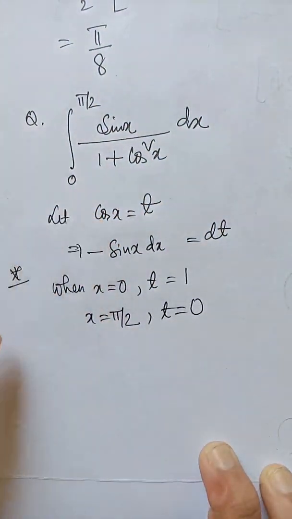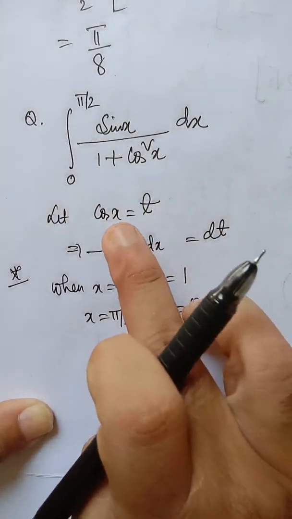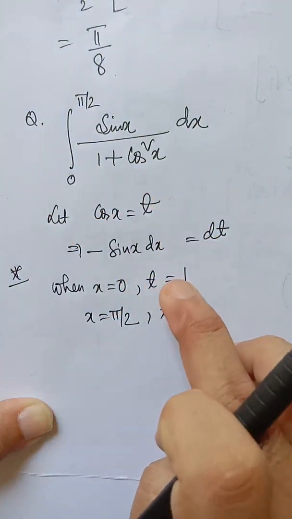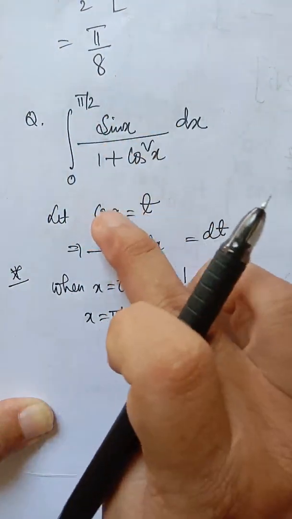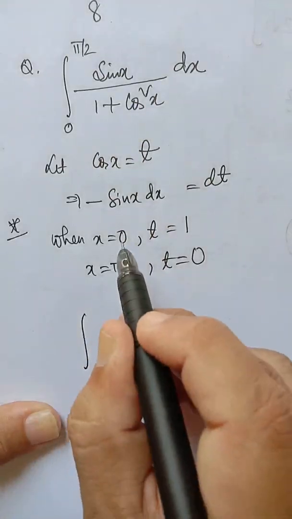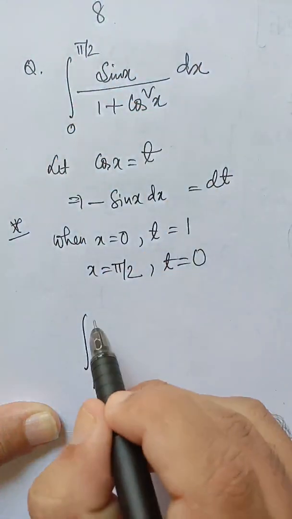We have this relation cos x equal to t. First, when x equal to 0, cos of 0, t equal to 1. When x equal to pi by 2, cos of pi by 2, t equal to 0. Now, when x equal to 0, t equal to 1. When x equal to pi by 2, t equal to 0.